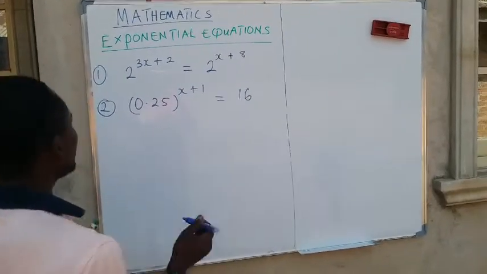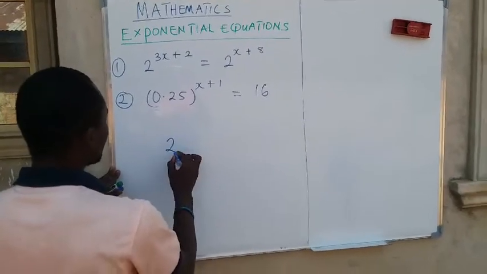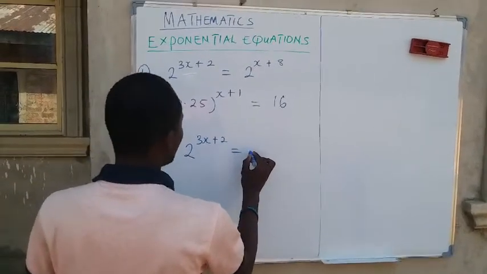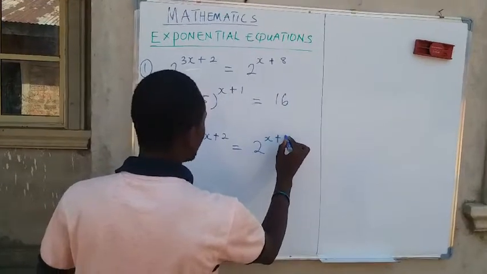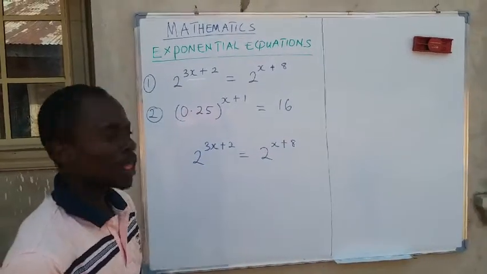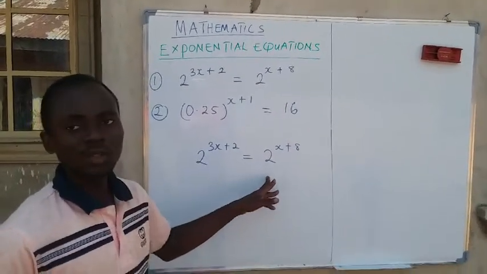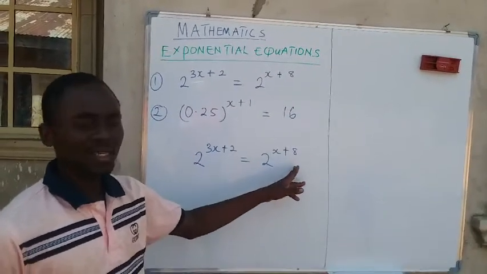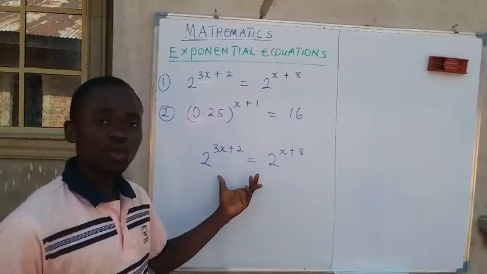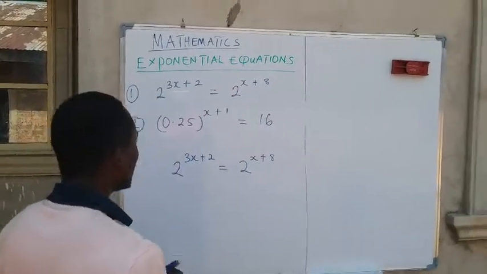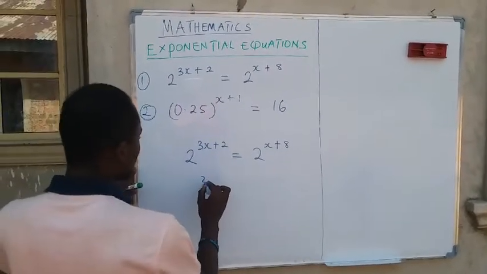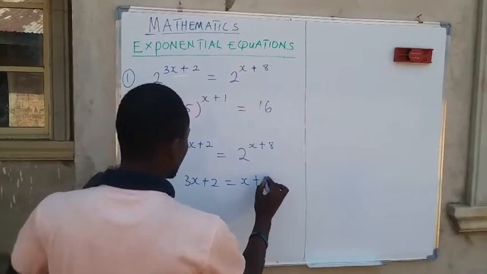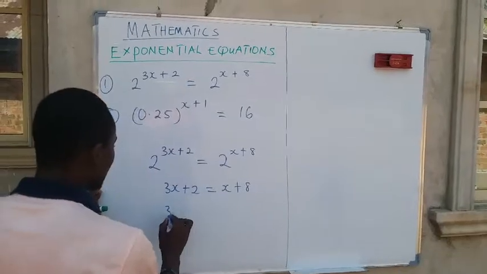In solving this equation, we have 2 raised to the power of 3x + 2 equal to 2 raised to the power of x + 8. Since the bases of this equation are already equal, we are going to go ahead and equate the powers. Since the bases are equal, for this equation to hold, the powers must be equal. So I'm going to equate the powers so that we have 3x + 2 equal to x + 8.